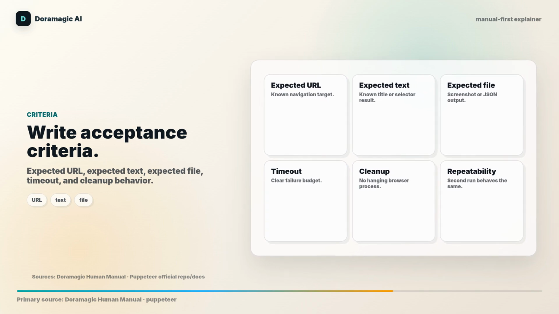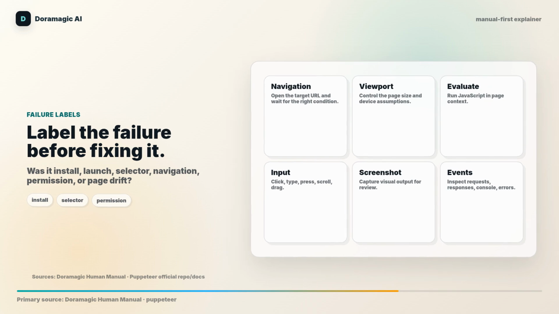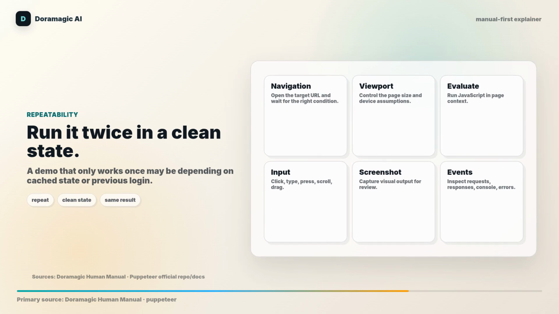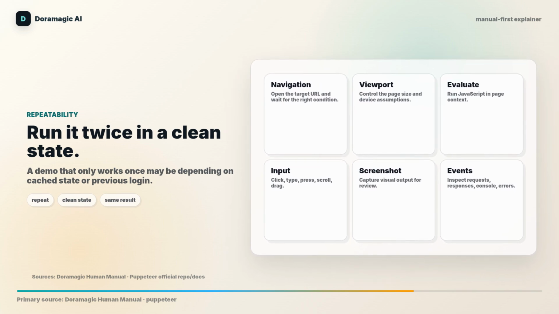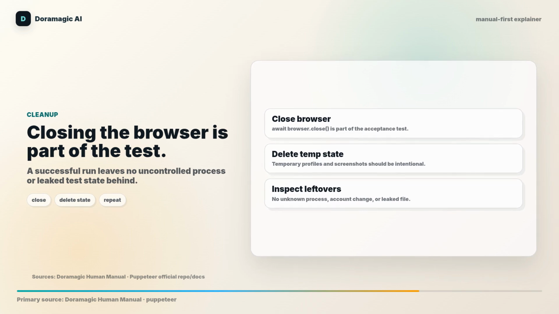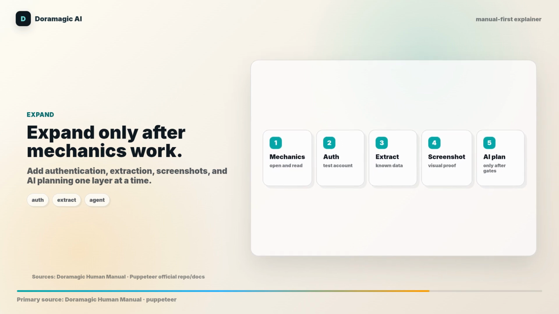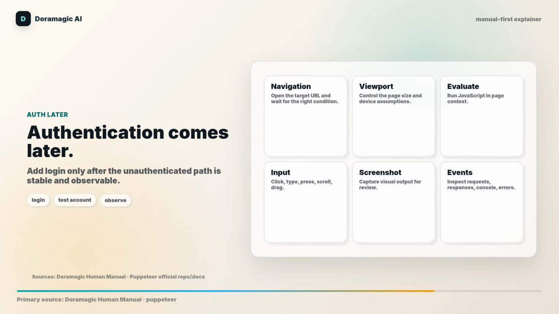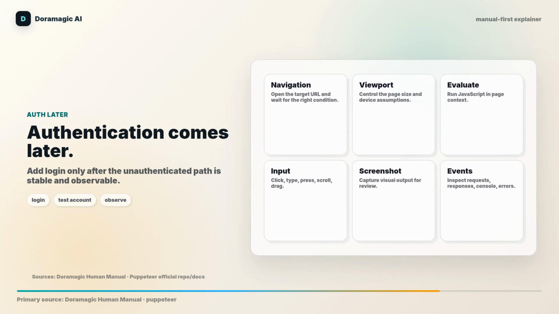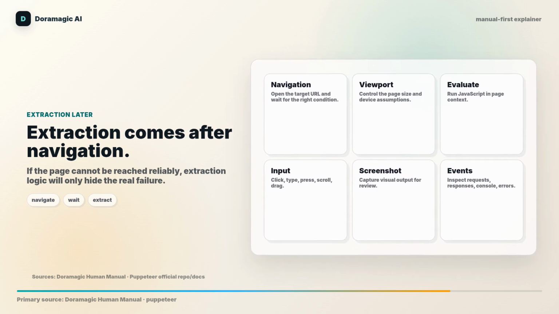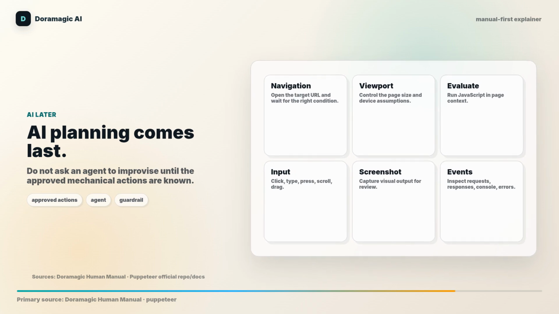A safe first useful run has 5 parts. First, install in a disposable project. Second, use a test browser profile and a test account. Third, run one tiny task, like opening a known page, reading a title, or taking a screenshot. Fourth, write acceptance criteria: expected URL, expected text, expected file, and clean up behavior. Fifth, close the browser and delete temporary state. If that works, then expand slowly.